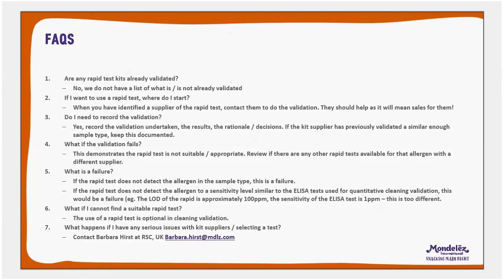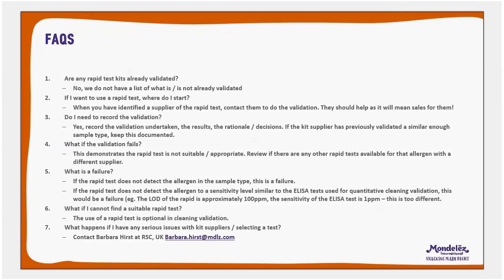Okay, I wanted to just run through a few of the questions that I get asked often. I'm often asked, are any rapid test kits already validated? No, we don't have a list of what has or has not yet been validated. It is very specific site to site, product to product, rapid test to rapid test. So this is just a database that we do not have, we have not collated. It is up to the site to individually do that.